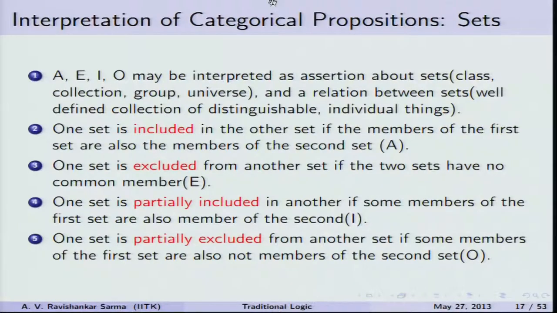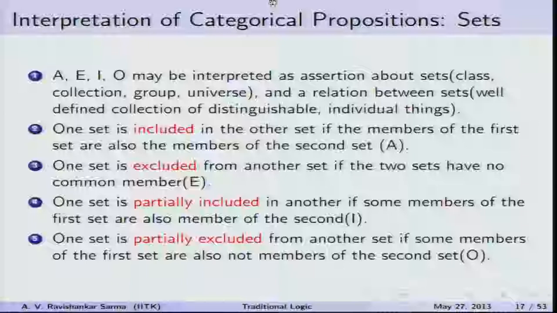One set is partially included in another one if some members of the first set are also members of the second set. Some means at least one is there. It is good enough for us to say that it is partially included in the other set. In the same way, one set is partially excluded from the other set if some members of the first set are also not the members of the second set.